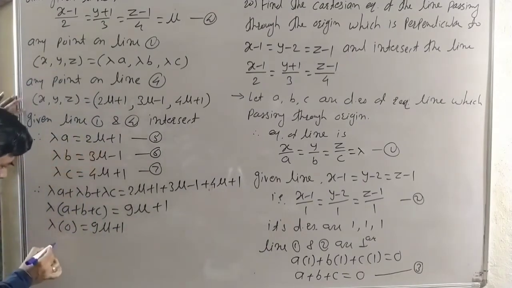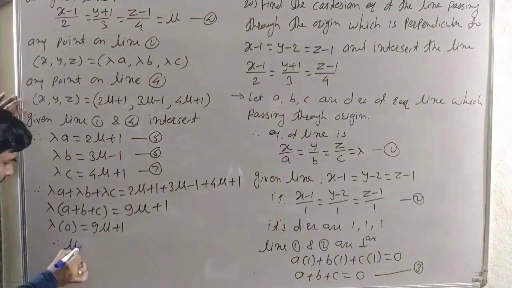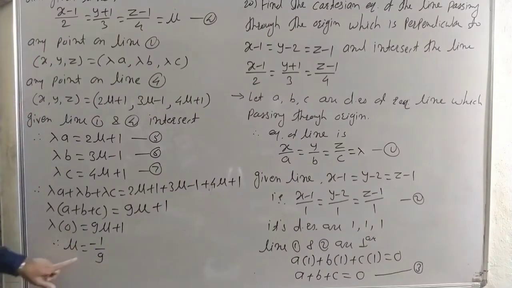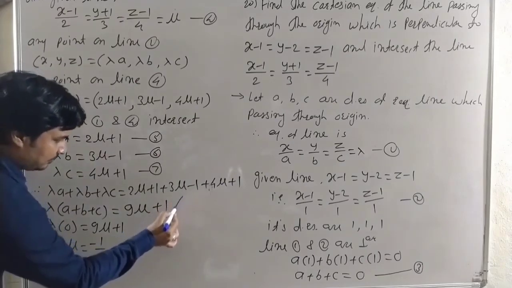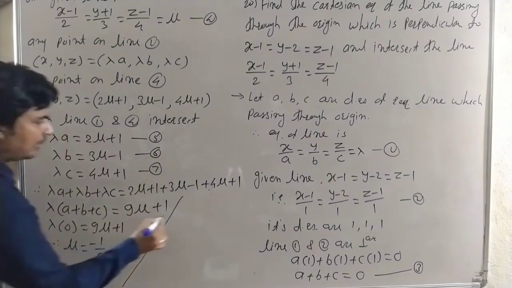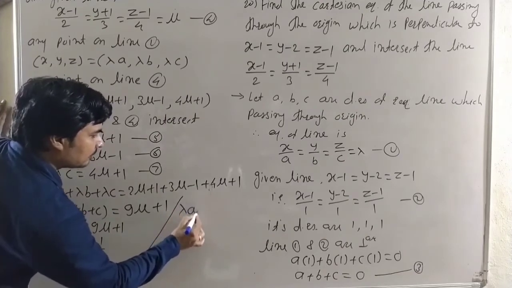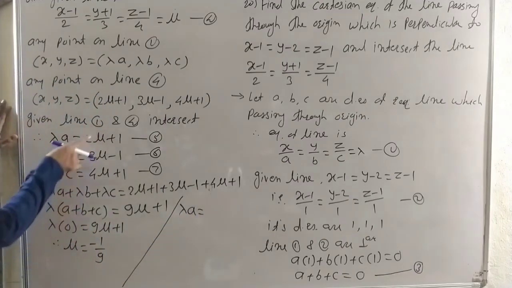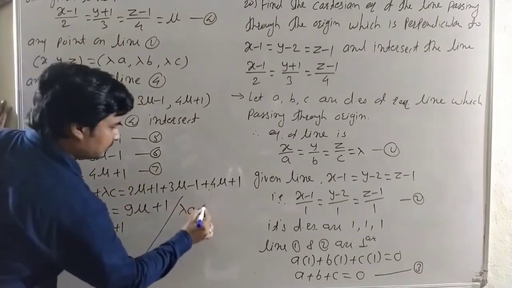Therefore, here we can write mu is equal to minus 1 by 9. It is the value of mu. Then put the value of mu in this equation. We can write, see carefully, lambda a is equal to... mu is equal to minus 1 by 9, so here minus 1 by 9.